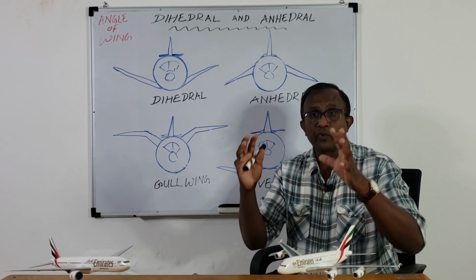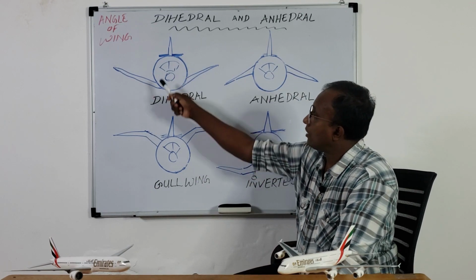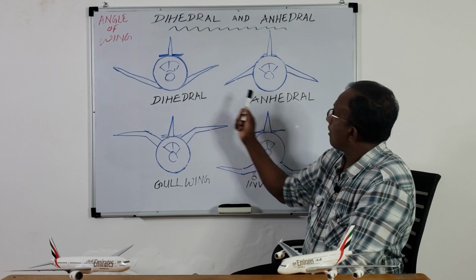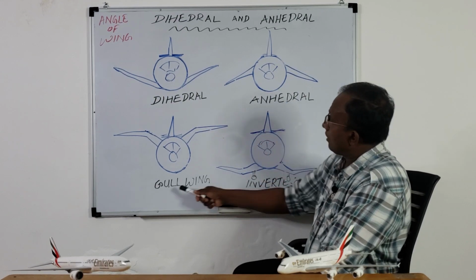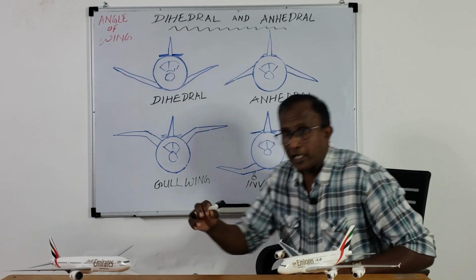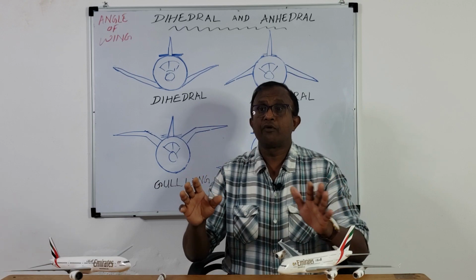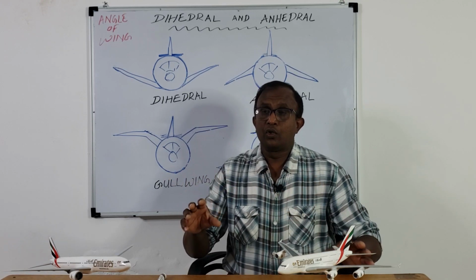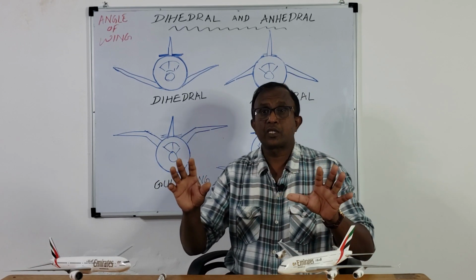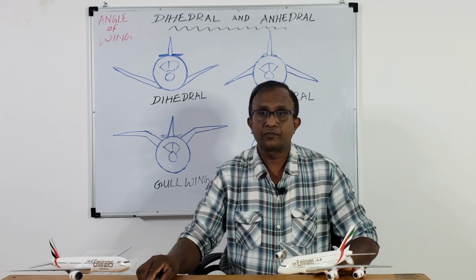Okay, now we know dihedral, anhedral, gull wing, inverted gull wing. When seen from the front, the aircraft shape is called, this one is dihedral and this one is anhedral, gull wing and inverted gull wing, right? So now we will watch a video about some aircrafts with this type of angles.